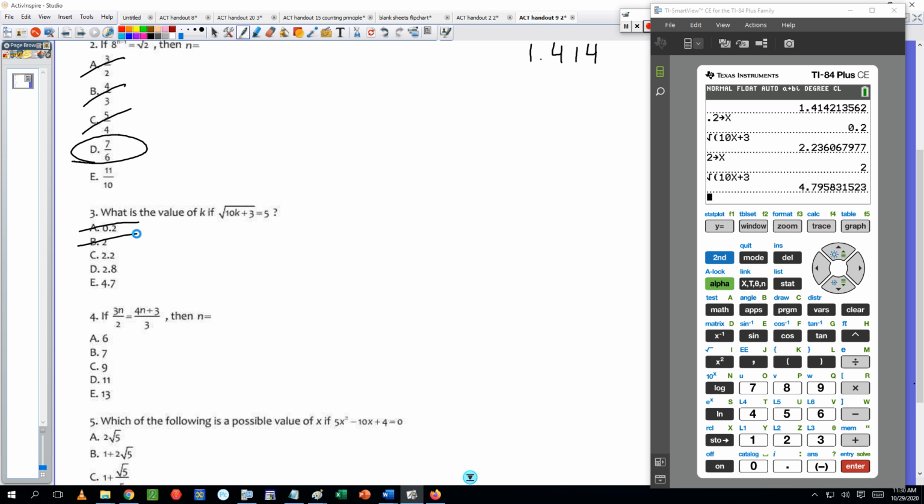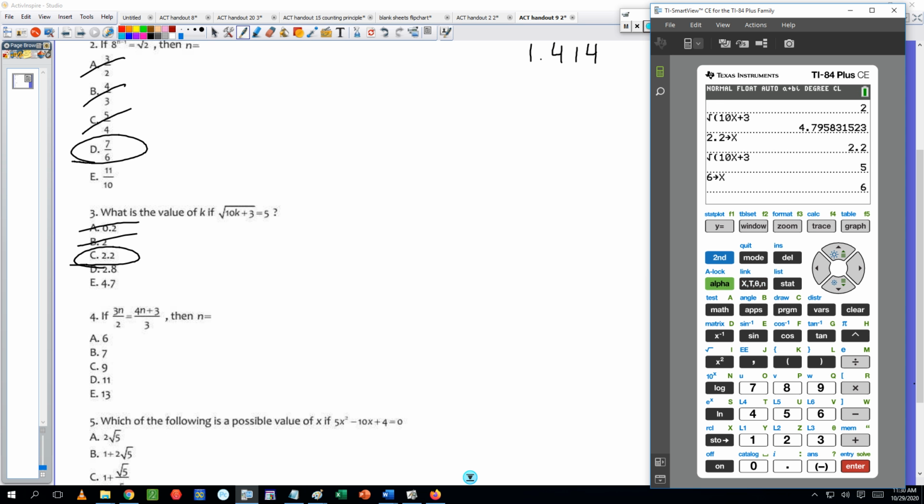Mark it out. Take 2.2. Store that for your x. Second enter brings up the past. Hit enter there. We got a match. Our answer is C. Take 6 and I'm going to store that for my x.